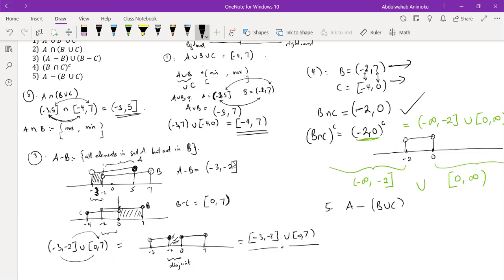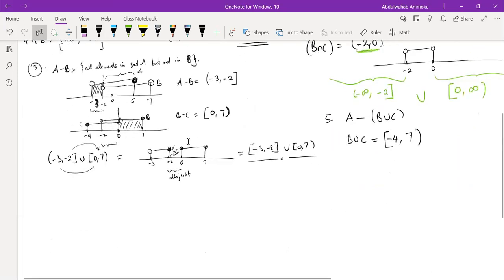Now we know what A is, so let's find B union C first. So what is B union C? We can use the minimum and maximum now. It means the minimum of the left-hand side, which is -4, and the maximum of the right-hand side, which is the maximum of 7 and 0, which is 7. Now, -4 comes with the closed interval, and 7 comes with the open interval. So this is B union C.